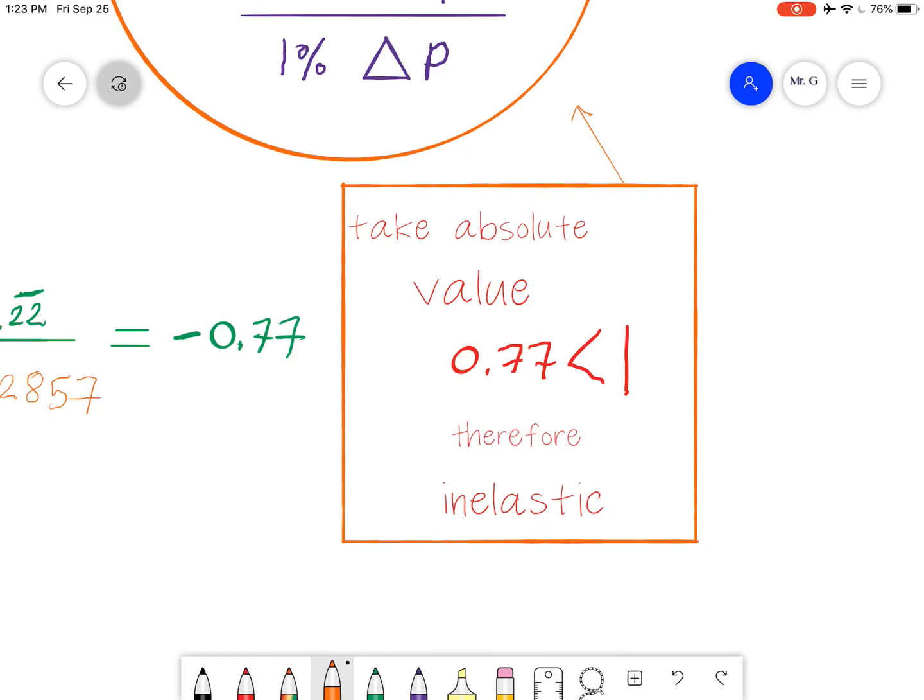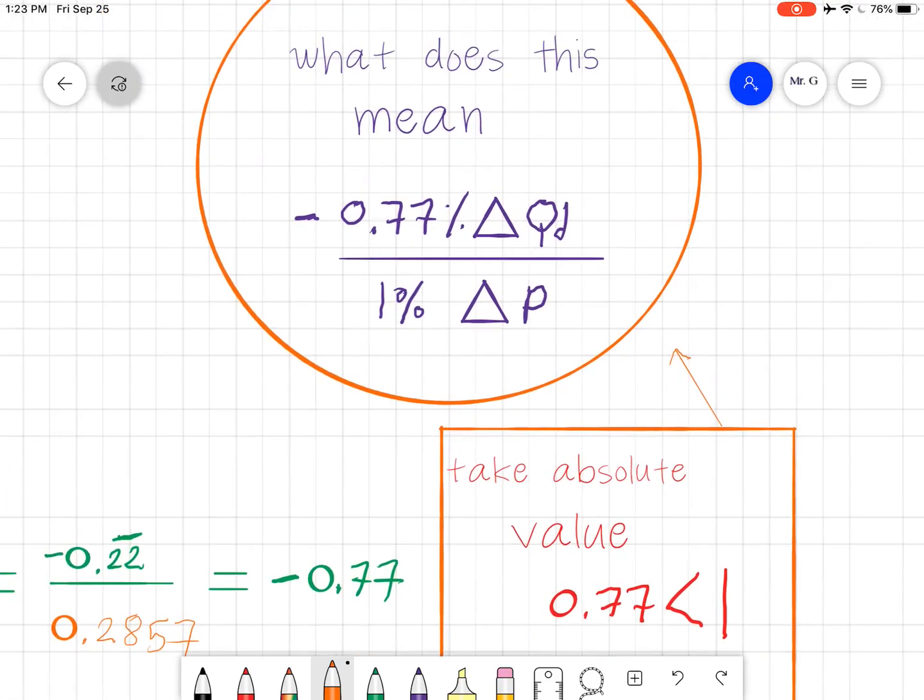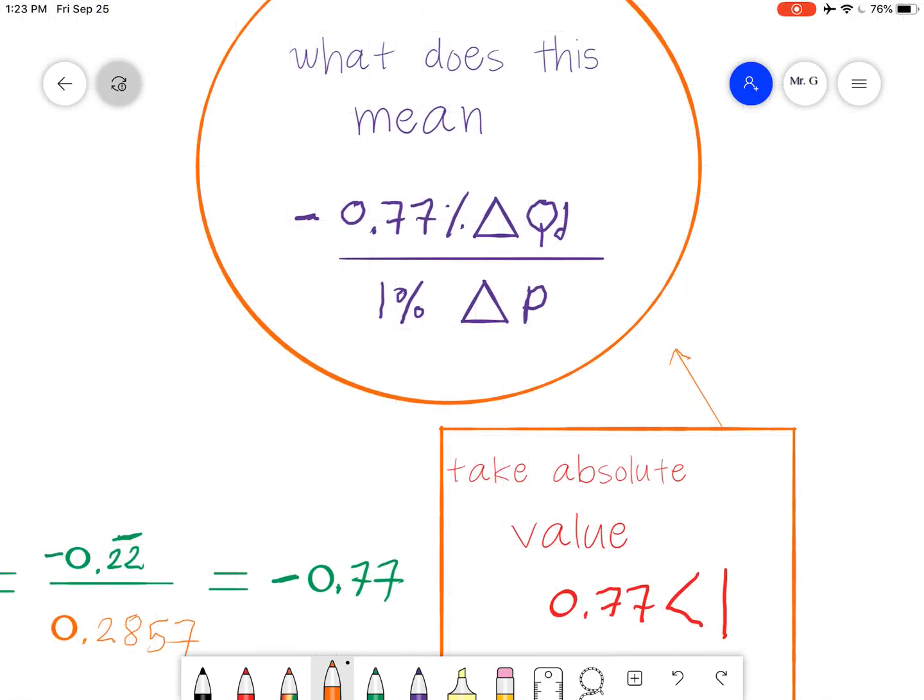All right. So same with this, 0.77. We count it as 0.77 without the negative, so just positive. But that number is less than 1. So if it's less than 1, it means it's inelastic. If it was 1.23, it would be greater than 1, so it would be elastic. If it was equal to 1, it'd be unitary elastic. But with this case, we know it's inelastic. What does that mean? Well, remember, it can always be written over 1. So the 0.77 can always be written over 1. Any whole number can be written over 1.